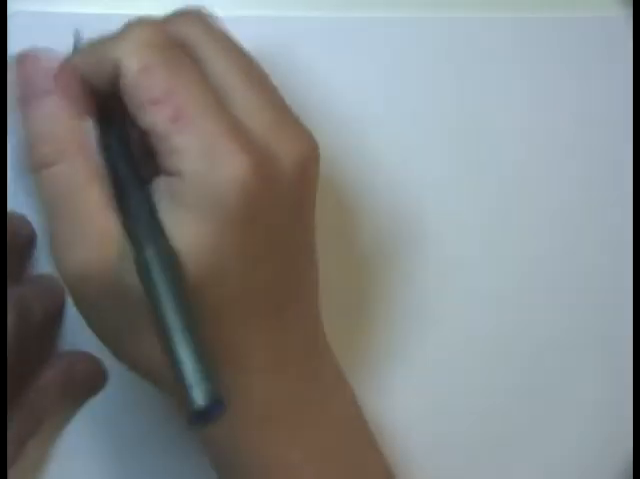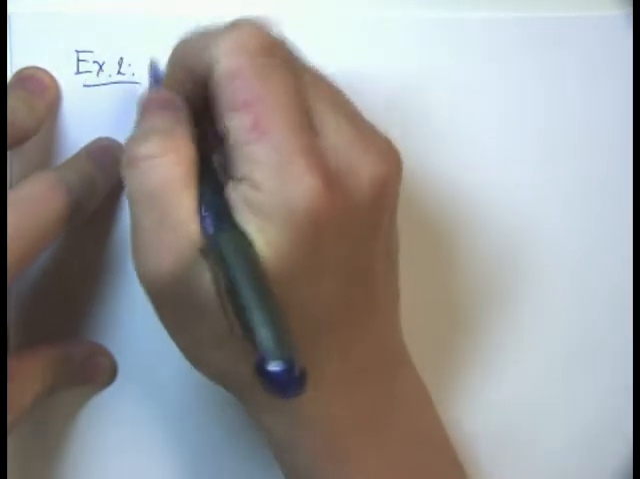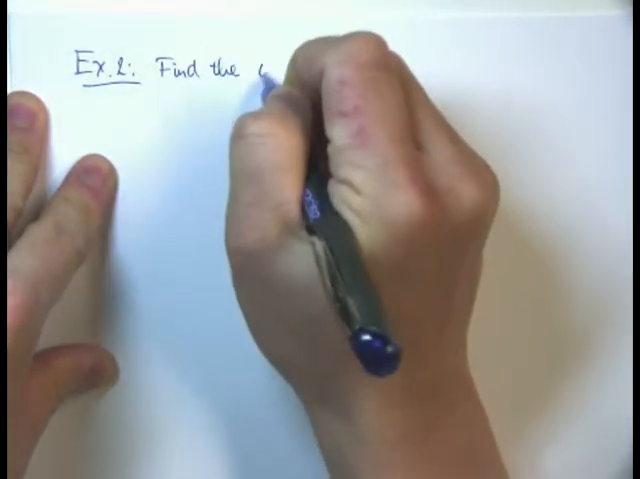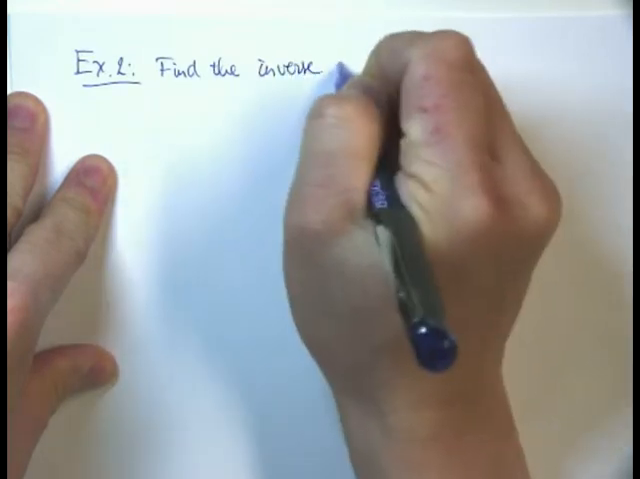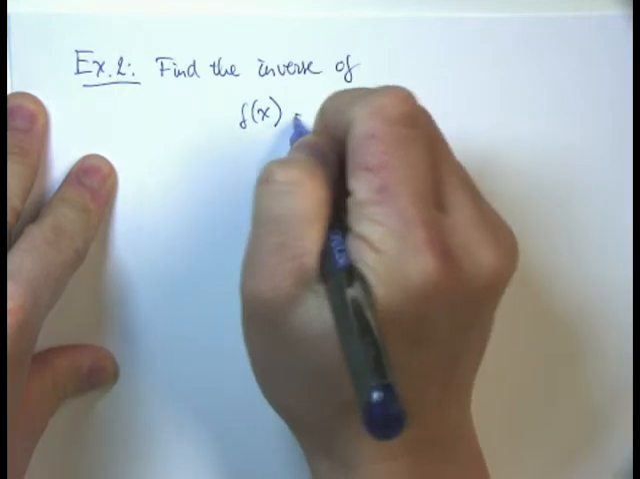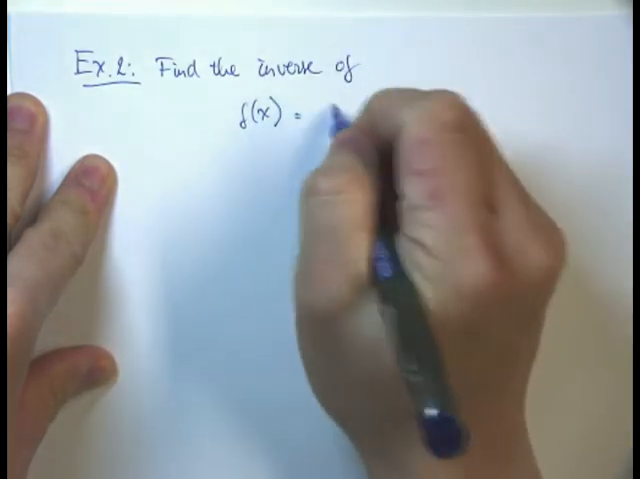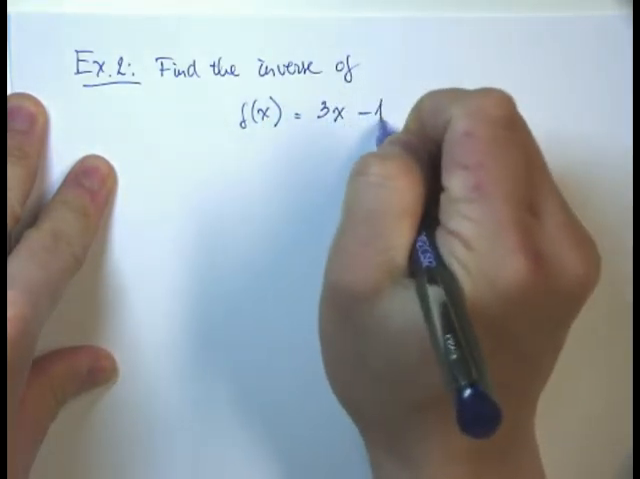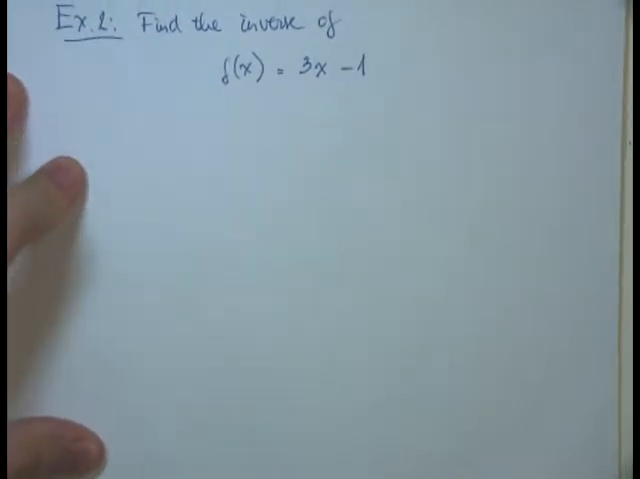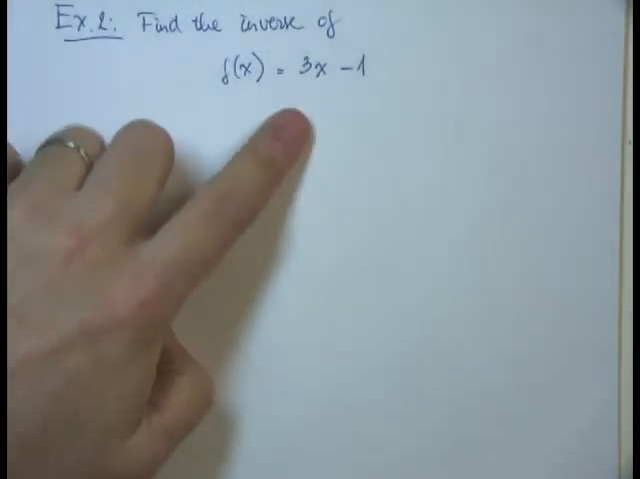So now looking at example 2, we want to find the inverse again. Find the inverse of the function, let's say f of x equals 3x minus 1. Once again, it's just a simple linear function: f of x equals 3x minus 1.